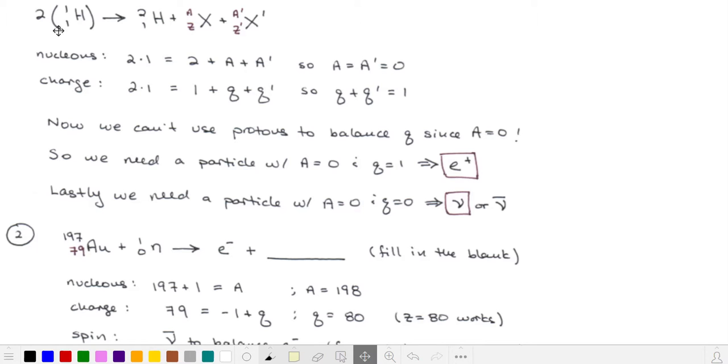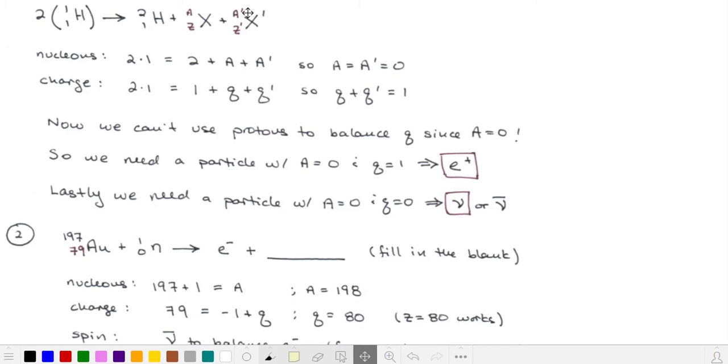And now let's look at charge. On the left-hand side I have 2 protons. On the right-hand side I have a proton. That means that this combination from the two daughters has to yield 1 positive charge somehow. So here's the example where the total nucleons in my unknown nuclides are equal to 0, but I need 1 positive charge. That means I can't use protons, because if I used a proton, then my A would not be 0, it would be 1. So I need something with A equals 0 and a charge equal to 1.